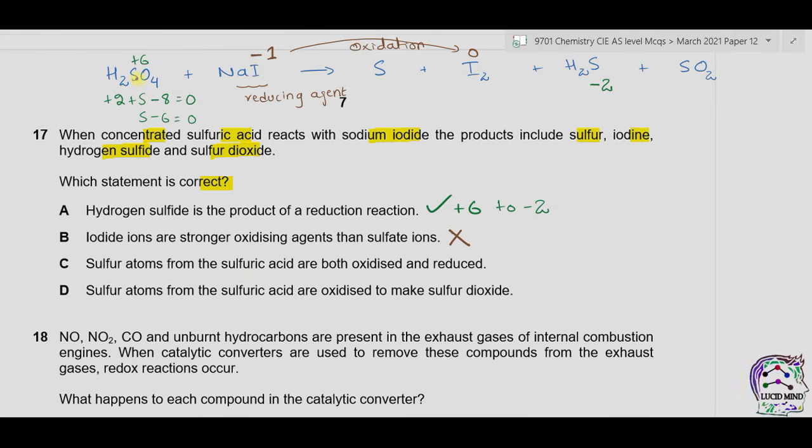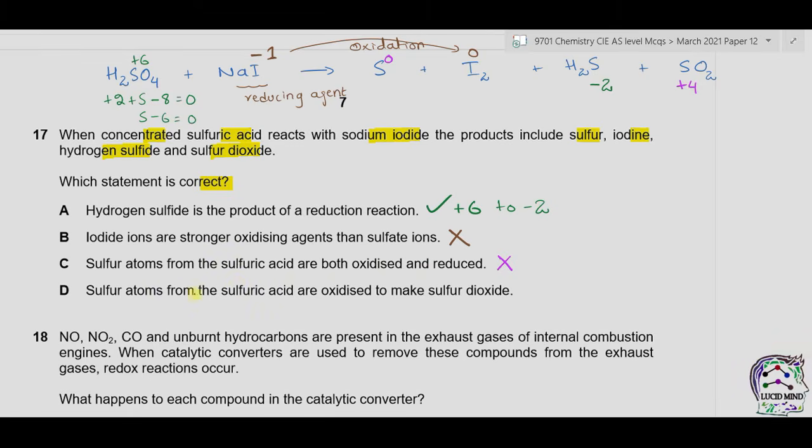Part C, sulfur atoms from the sulfuric acid are both oxidized and reduced. Sulfur is +6 in sulfuric acid. In sulfur it is 0, in H2S it is -2, in SO2 it is +4. Now we can see that sulfur goes from +6 to 0, which is reduction, +6 to -2, again this is reduction, +6 to +4, again this is reduction.